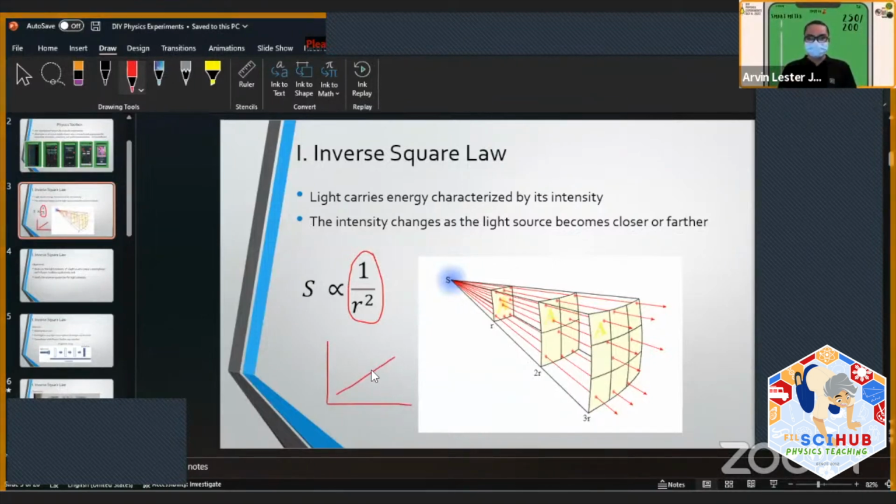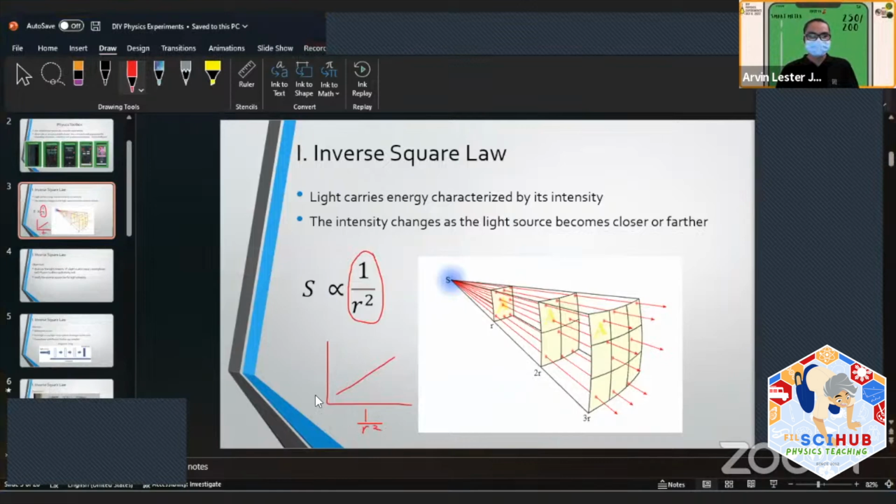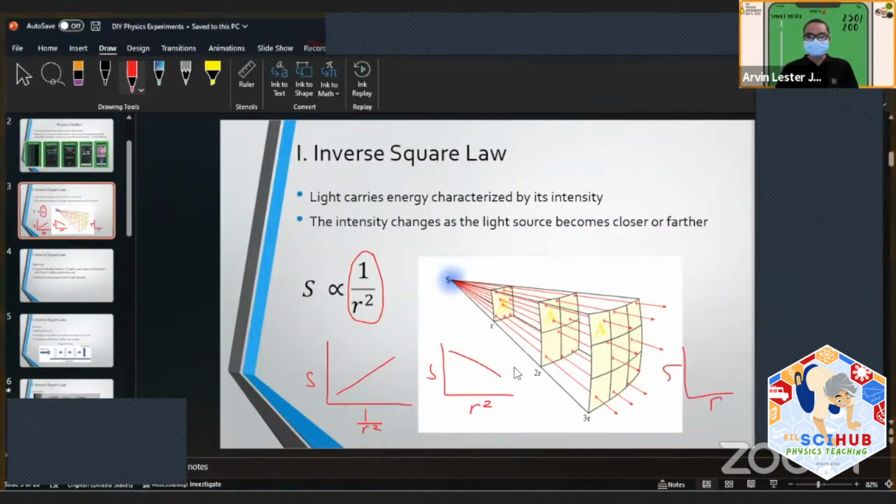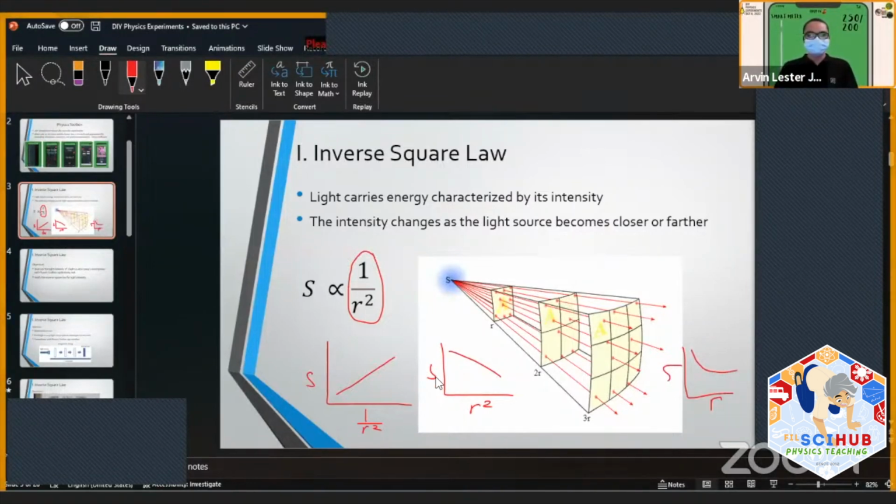It's not inverse linear. So if you use 1/r squared as the x-axis, the relationship will be a linear positive relationship, or direct relationship. Then if you use r squared as your x-axis, the relationship will be inversely linear, as you can see here. And if you set the x-axis as r only, not the square, I think the shape will be like this. It's not going to be linear at all.